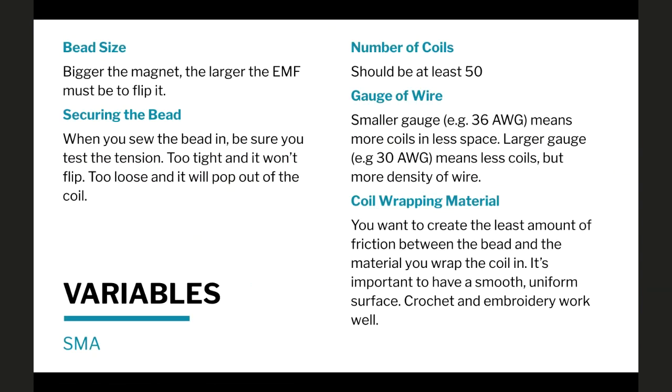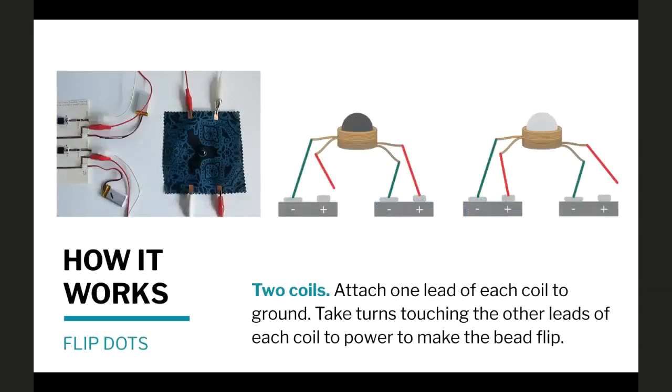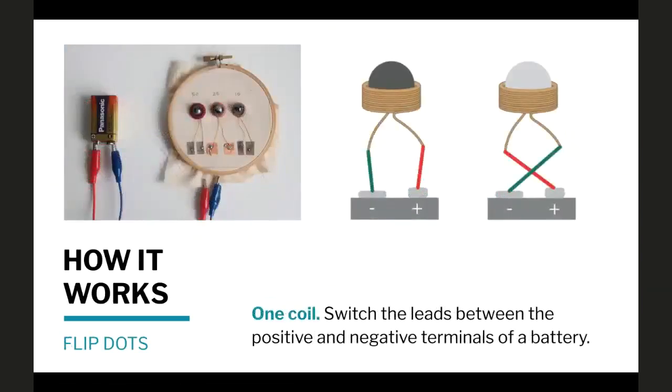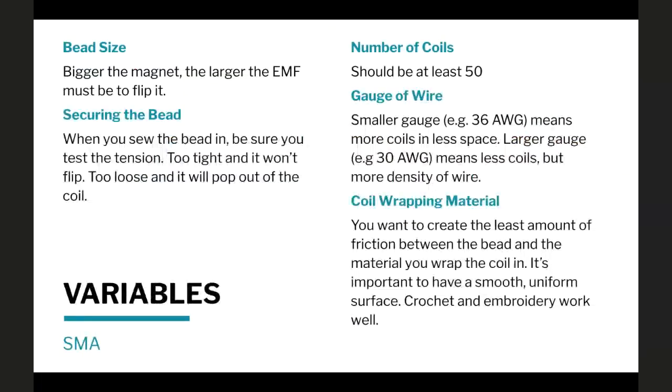So you can get more coils in. And if you have a larger gauge, then you have less coils but more density of wire. So it just depends. You can play around with that. And then the coil wrapping material, so how you are going to embed the coil. Here you can see in this slide I used embroidery floss to embed it. You can also, I think I have a few images maybe later where I have crocheted around it.